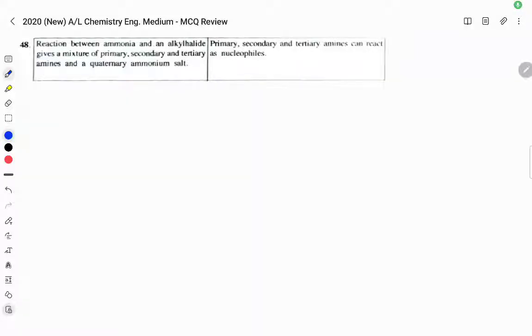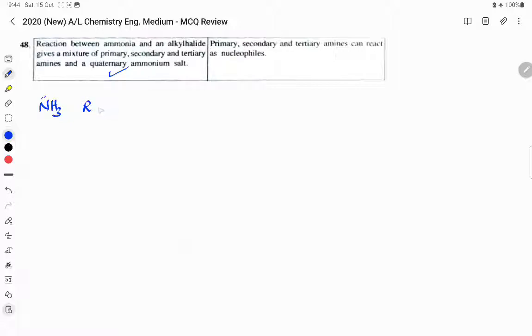Question number 48. The first statement: reaction between ammonia and an alkyl halide gives a mixture of primary, secondary and tertiary amines and a quaternary ammonium salt. This is a true statement. Let's look at the mechanism of the reaction between ammonia and alkyl halides.